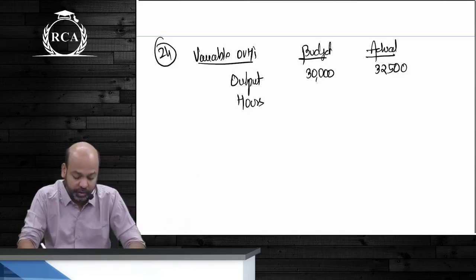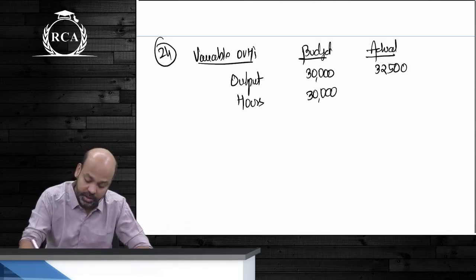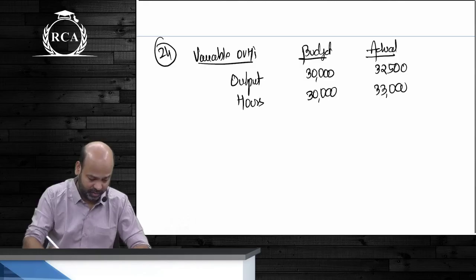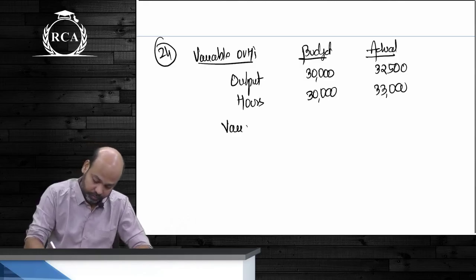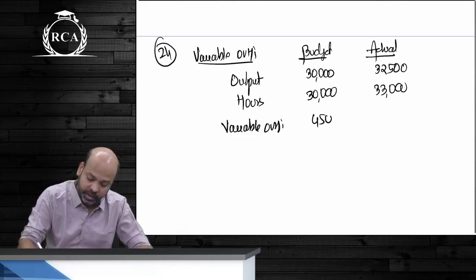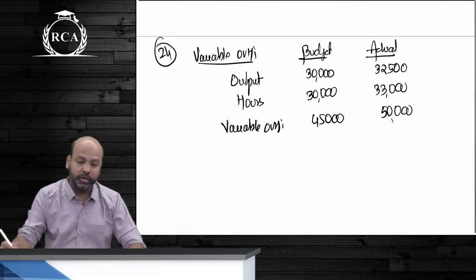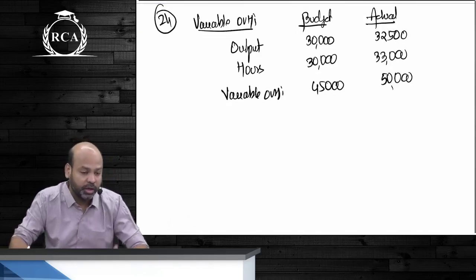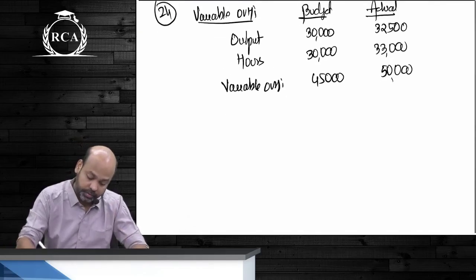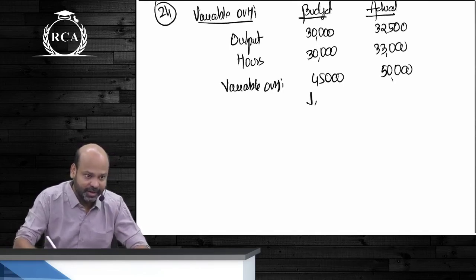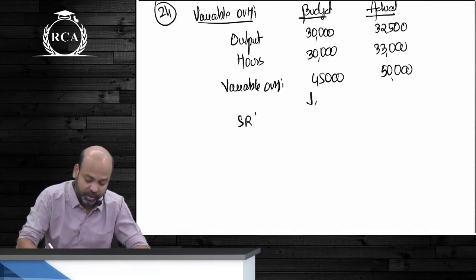For variable overheads, guys, we do not need revised budgeted hours. We will be needing that only for fixed overhead variances. In this question, guys, whether it is standard rate per unit or whether it is standard rate per hour, it will remain the same because the number of hours required per unit is 1. Time per unit, beta.